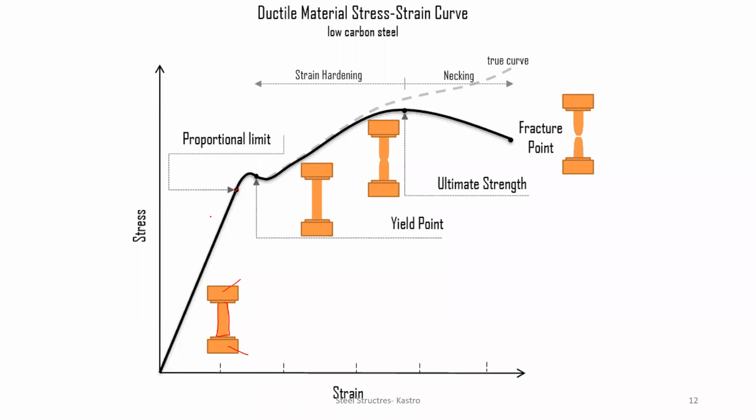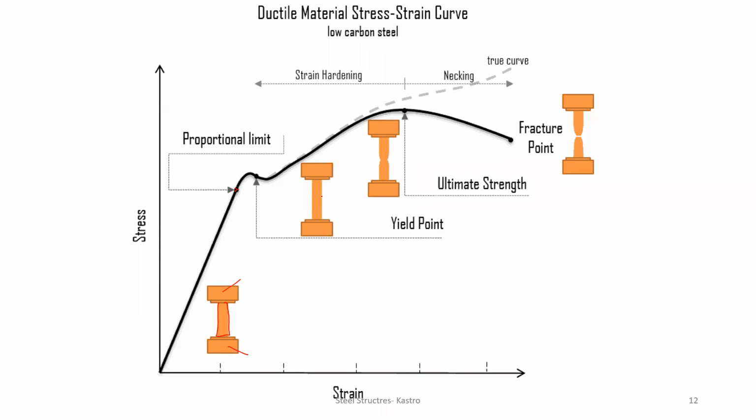Now what happens at the yield point is the material starts to lose its elastic nature and attains its plastic nature. That means if you try to release the load that is applied on the member, it does not come back to its original position. It takes some time, but it does not completely regain its original position. That is what the yield point is.